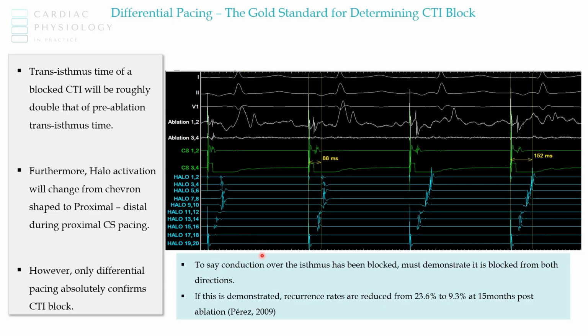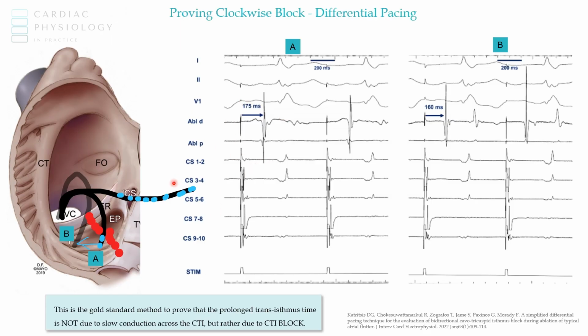The way to prove block is through a method called differential pacing. And bidirectional block using differential pacing is the procedural endpoint of CTI ablation. And this helps to reduce recurrence rates quite significantly. So this is how we do differential pacing.